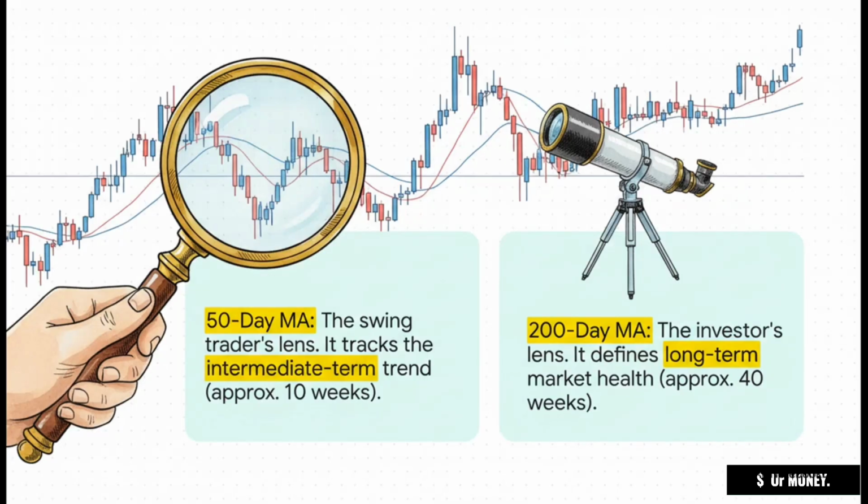Now, just as important is the time frame you choose. And here, the 50-day and the 200-day moving averages have basically reached legendary status. The 50-day is kind of like the swing trader's guide. It shows you the intermediate trend over about 10 weeks. But the 200-day? Oh, that's the big one. It's considered the benchmark for the market's long-term health, and it's watched by literally everyone, from tiny retail traders to the biggest funds on Wall Street.